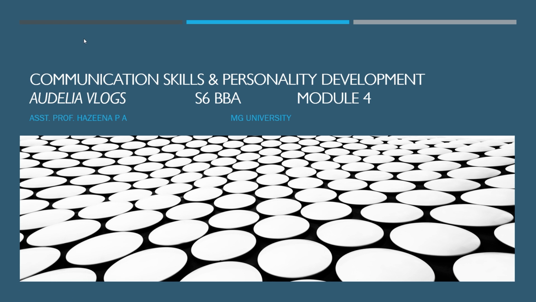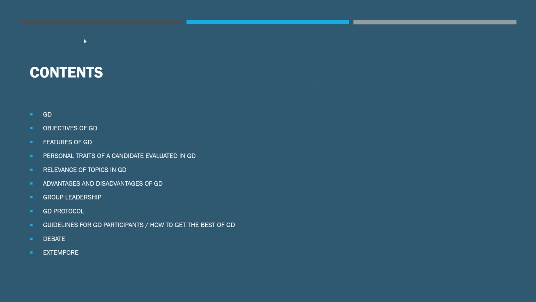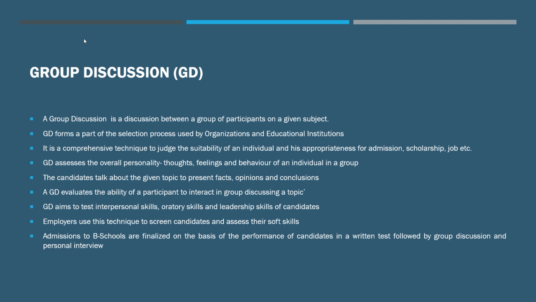Today we will continue with Module 4. I will teach you the contents: GD, objectives of GD, features of GD, personal traits of a candidate evaluated in a GD, relevance of topics in GD, advantages and disadvantages of GD, group leadership, GD protocol, guidelines for GD participants, debate, extempore. First, we can go to what is a GD.